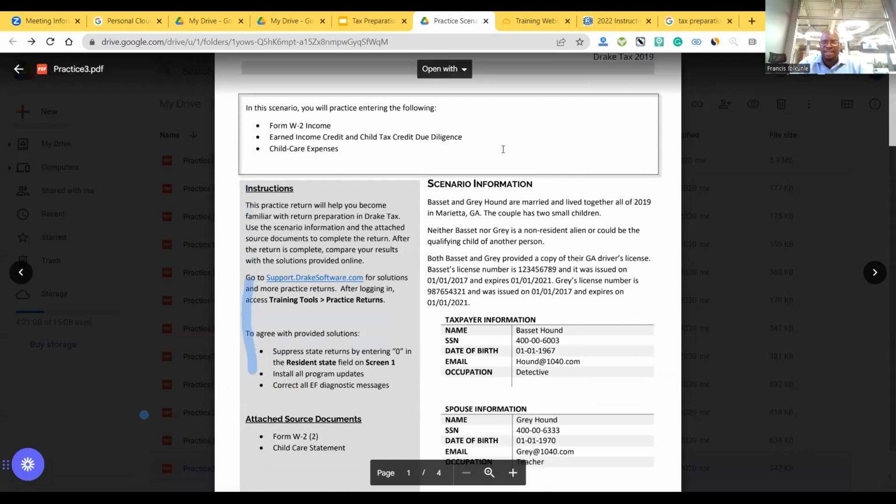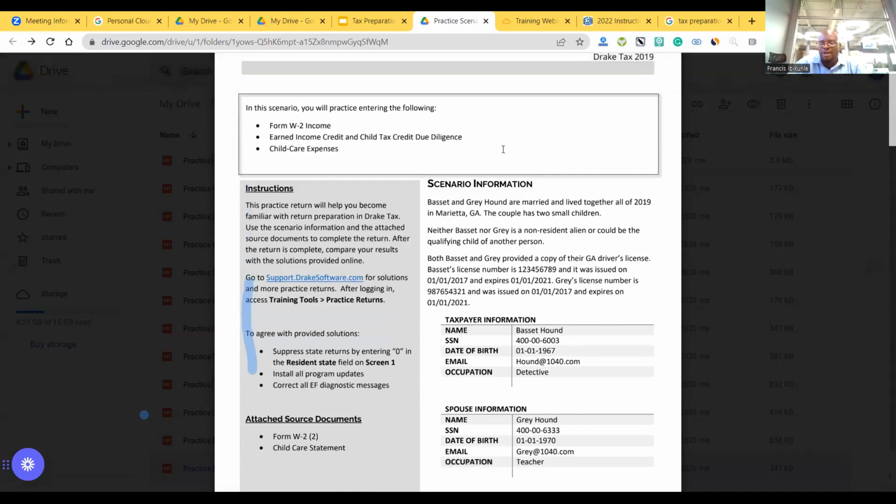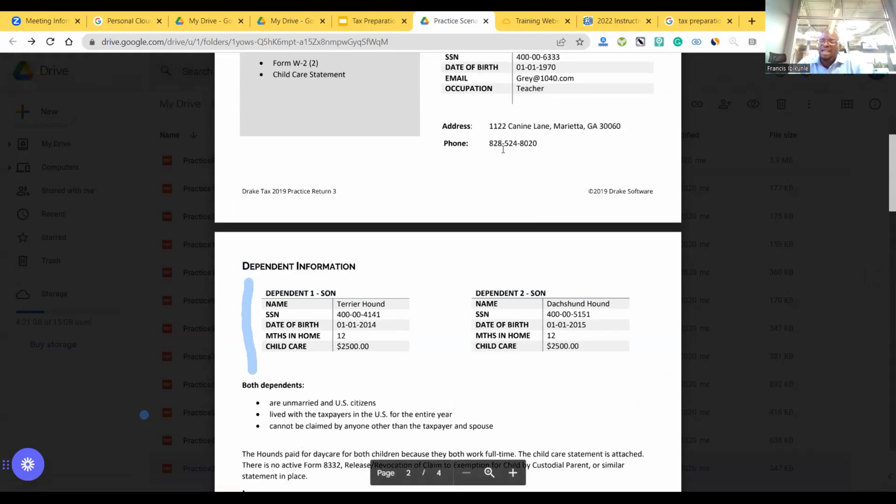Bassett and Greyhound are married and lived together all year 2022. Anywhere you see 2019, we change it to 2022. The couple has 2 children. From my years of experience doing taxes, by the time you do the first 4 or 5 scenarios, you have captured almost 90% of the people you're going to come in contact with on your own. In 2-3 days in 1 week, you can finish all the scenarios. You call me, you check the answer. We're going to put everybody in a group, and then you're good.